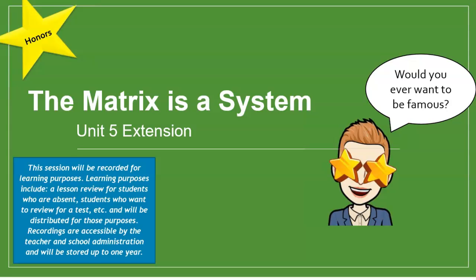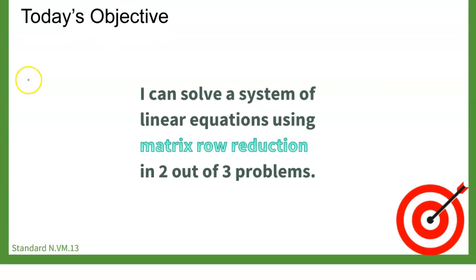Today we are looking at the Unit 5 extension, The Matrix is a System. So our objective today is: I can solve a system of linear equations using matrix row reduction in 2 out of 3 problems. So matrix row reduction is a new thing we'll be looking at today. It's yet another method of solving systems of equations.